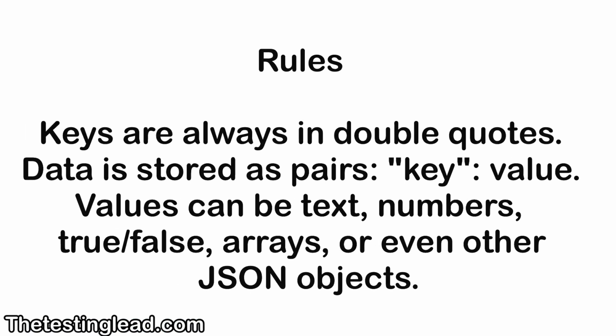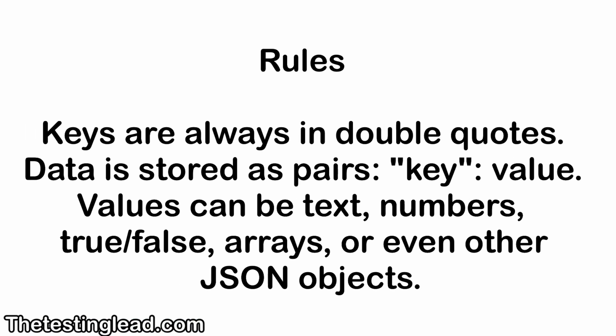Now let's define some basic rules for JSON. Keys are always in double quotes. Data is stored as pairs, like I mentioned, and values can be text, numbers, true or false, arrays, or even other JSON objects. So at this point, you may be thinking, well, this is cool and all, but why is this important? Let's break it down.